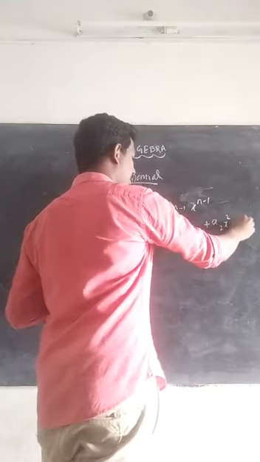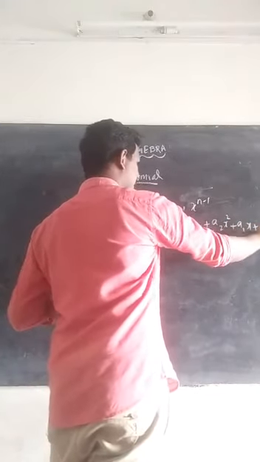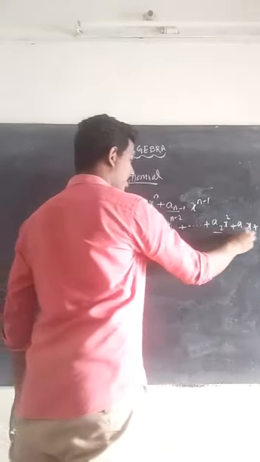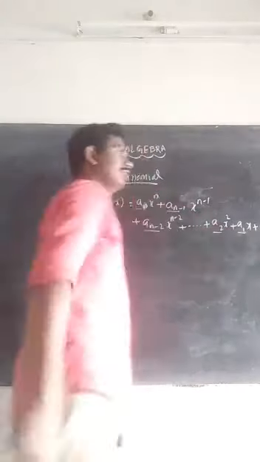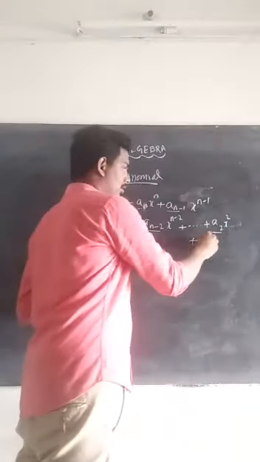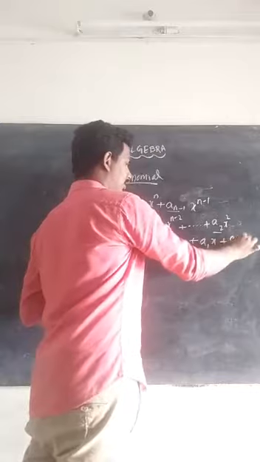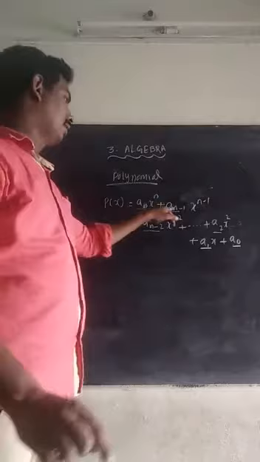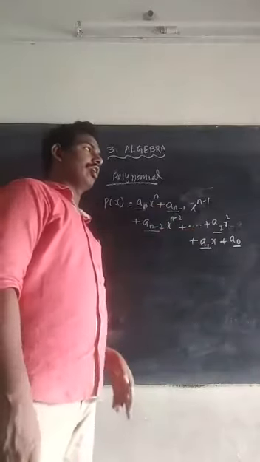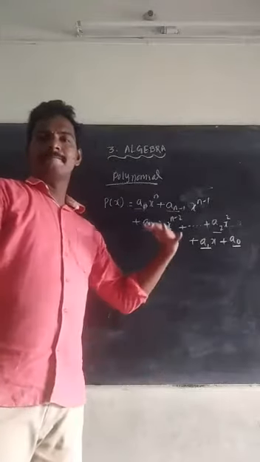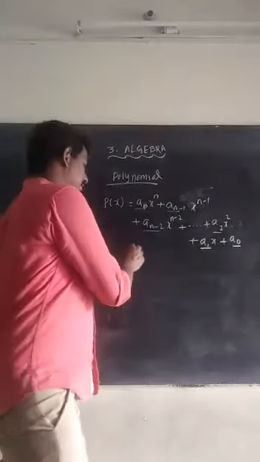a2 x power 2 plus a1 x plus a0, where a n minus 1, a n minus 2, a2, a1, a0, these all are called what? Constants. These are called constants. This x cube, x square, x power n minus 2, these all are called variables.